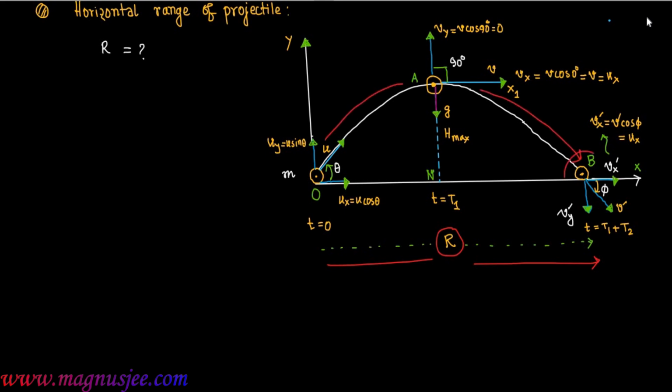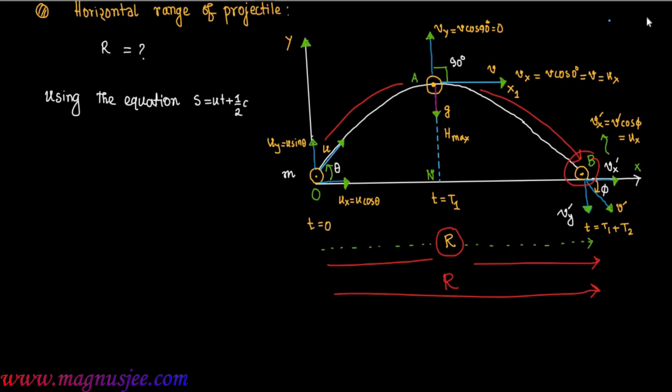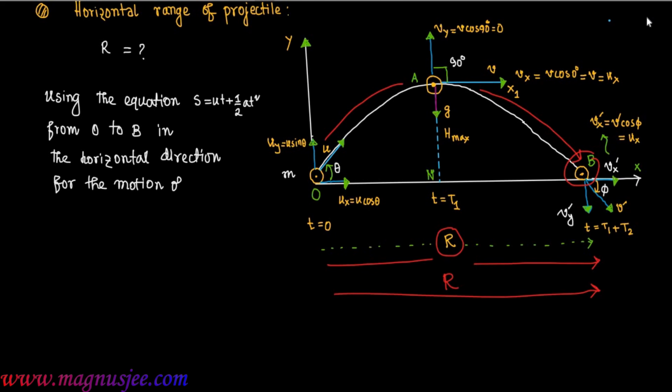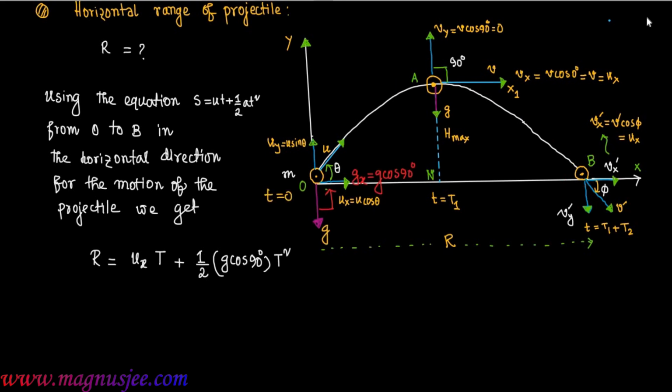R is the horizontal displacement of the projectile when the projectile describes the parabolic path, and here R is the horizontal range. Using the equation s equals ut plus half at square from O to B in the horizontal direction, for the motion of the projectile we get R equals ux into capital T plus half g cos 90 degree T square, equal to ux T plus half 0 T square, because g cos 90 degree is 0, as cos 90 degree equals 0.